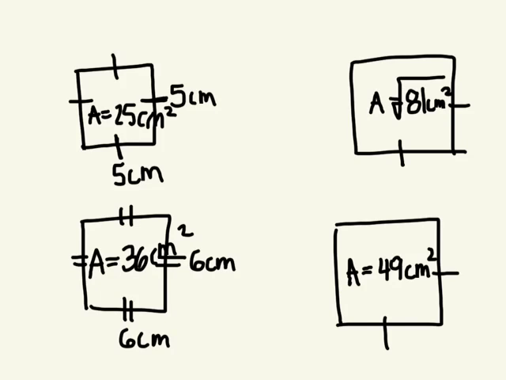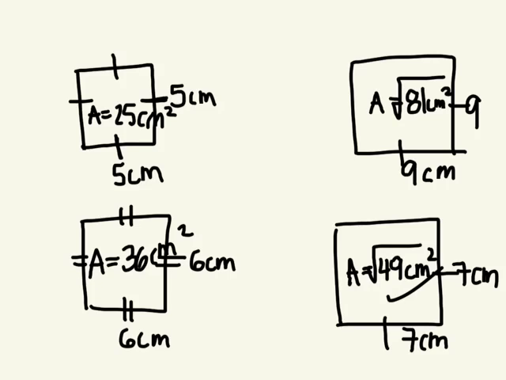You find the square root. The square root of 81 is 9 centimeters. What about the last example? 7 centimeters. And if we check, 7 times 7 is 49. 9 times 9 is 81.